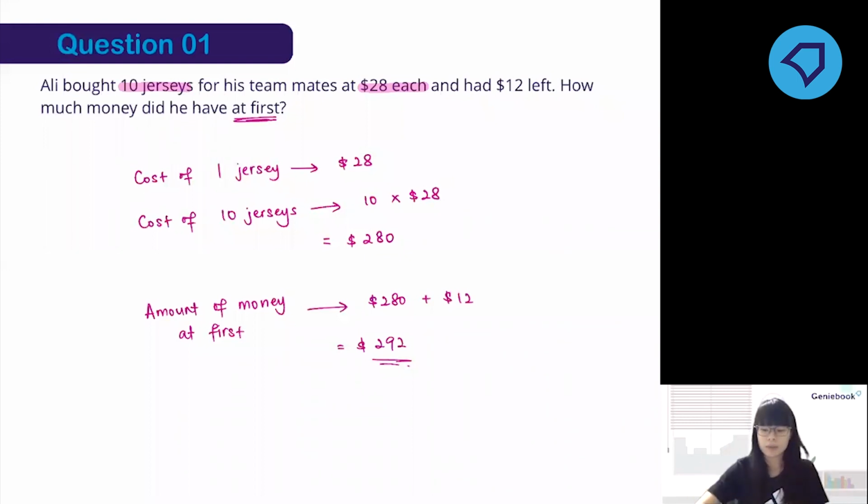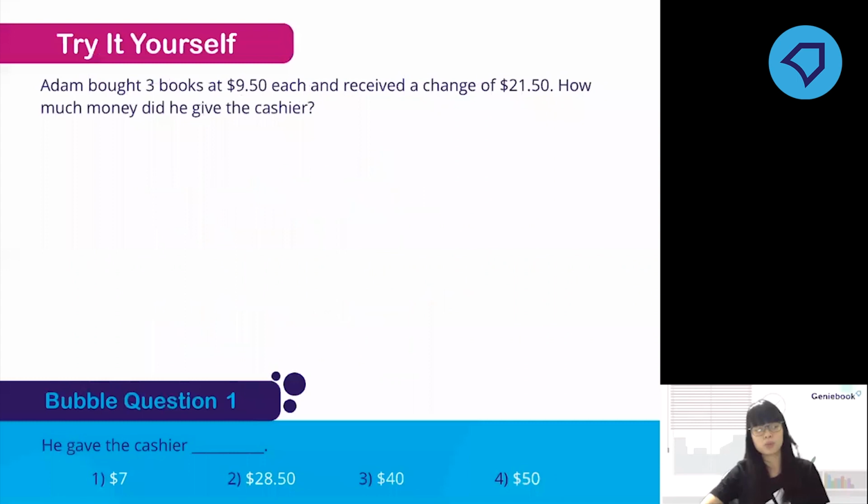Bubble question coming right up. Let's go. Adam bought 3 books at $9.50 each and received a change of $21.50. How much money did he give the cashier? Ooh, how do you do the multiplication of $9.50? Is that the problem that you guys are facing right now?